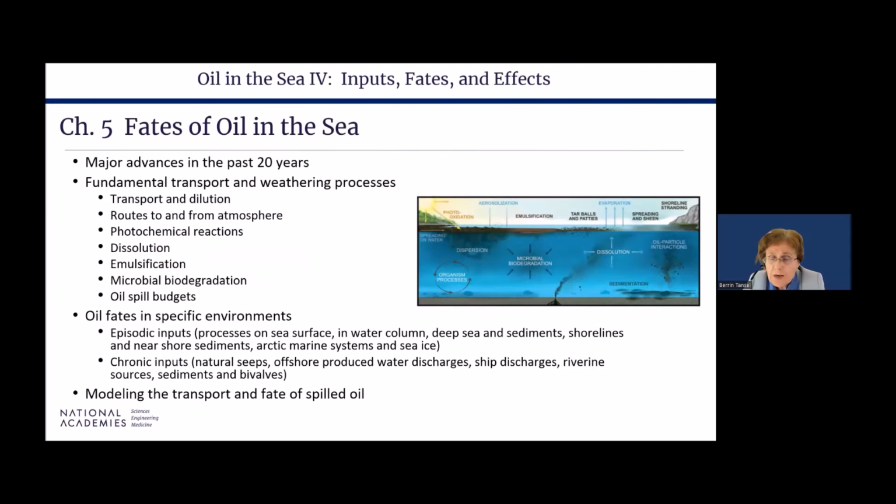Chapter 5, which we are summarizing today on fates, discusses many of the advances, new knowledge, and new techniques that have been developed and used since the Oil in the Sea 3 report was released. Once oil enters the marine environment, its chemical composition, physical properties, and behavior immediately begin to change due to combinations of dynamic processes that ultimately determine the fate of its components over time. This chapter presents the various combinations of processes that dominate in different circumstances and locations in the marine ecosystem.